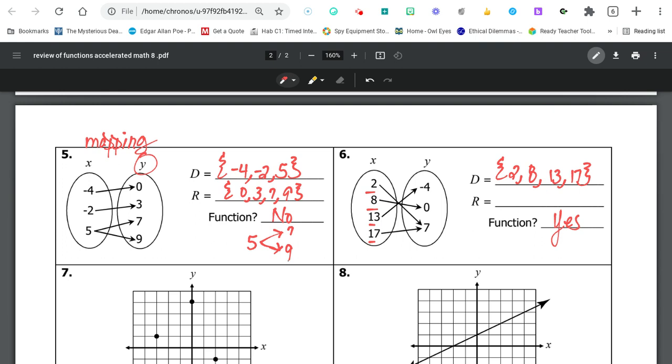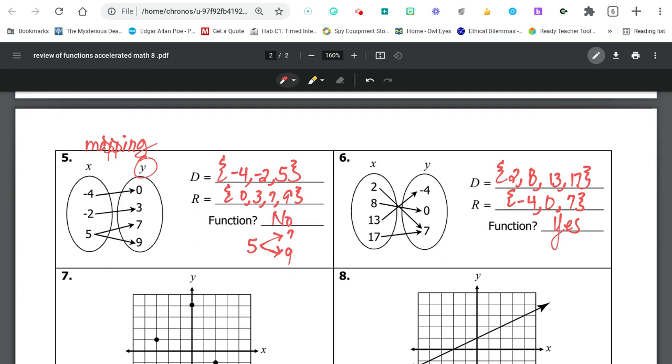8 isn't paired with anything else besides 0. 13 isn't paired with anything else besides -4. And 17 isn't paired with anything else besides 7. So we're good to go on whether or not it's a function. Now, as far as the range, you just list the values in your y oval: -4, 0, and 7. And remember, when you list domain and range, please don't list a number twice. I don't need you to tell me that a number is in a set again.